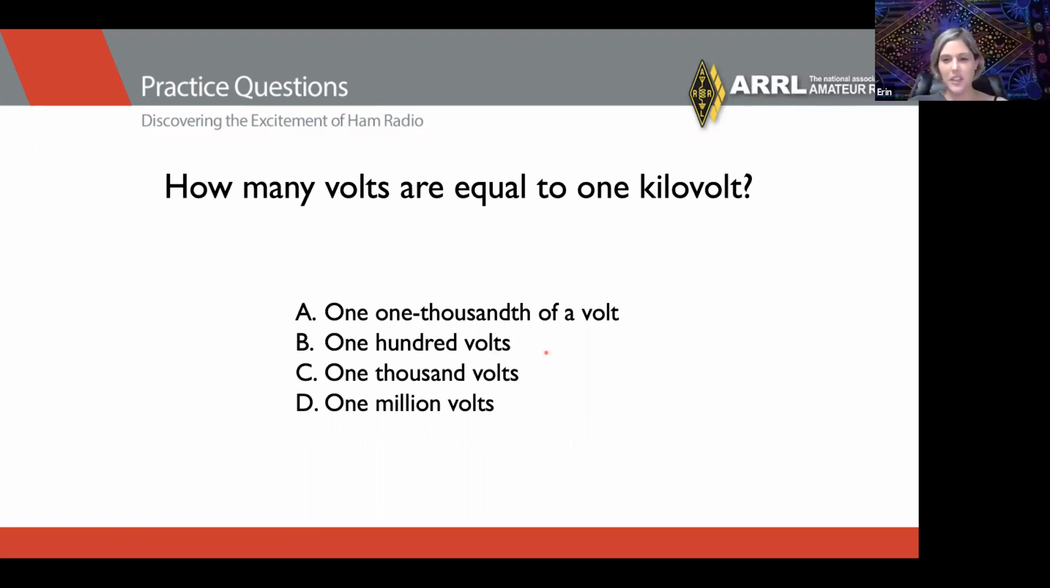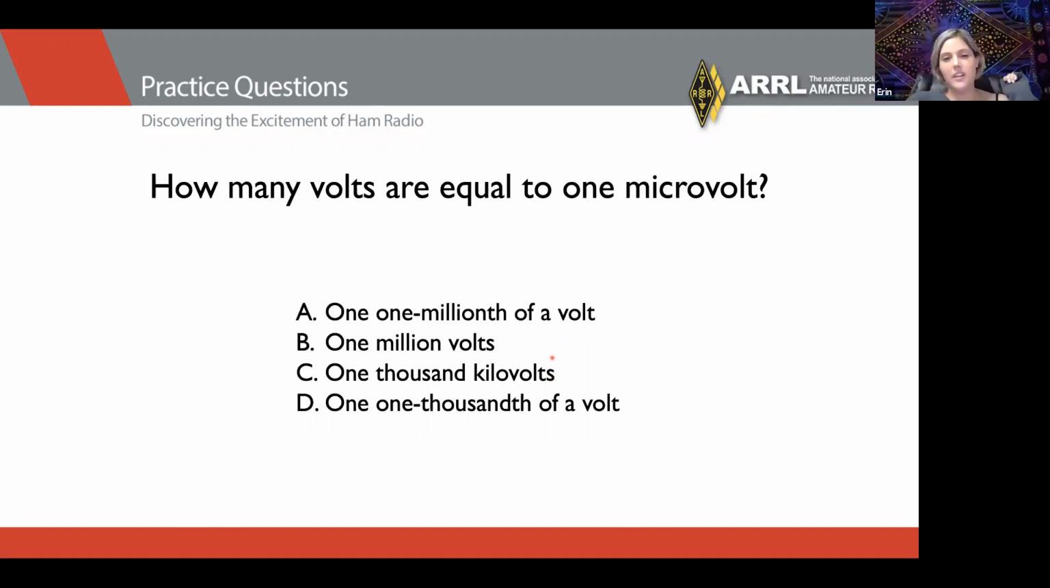So if you were doing a kilometer, that'd be 1,000. What's a mile? 1,000 meters. Yes, meters, not miles. A kilogram is 1,000 grams.